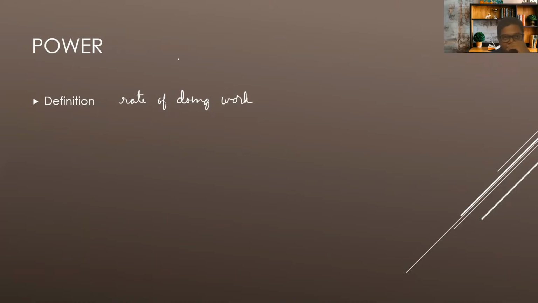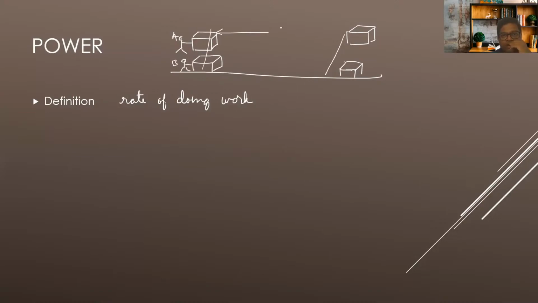I'll just give you an example. Suppose there are two identical boxes, of the same type. Two people, A and B, have to push the box across this line. The displacement is the same, the weight of the box is the same, and therefore the work done, which is force into displacement, will be the same for both.